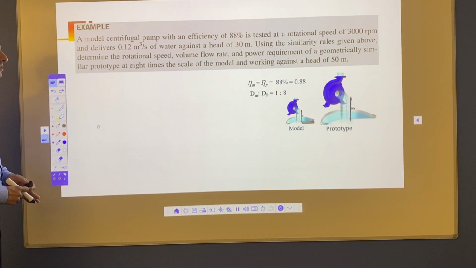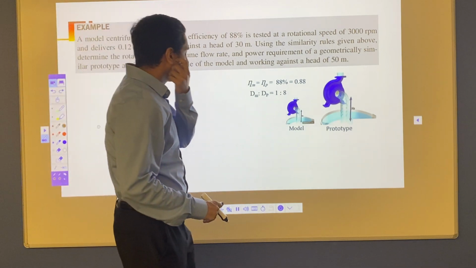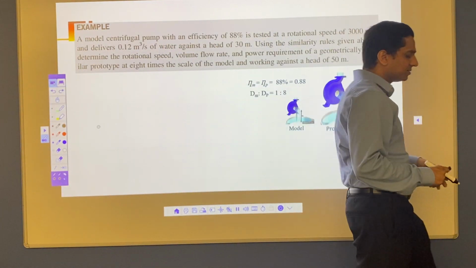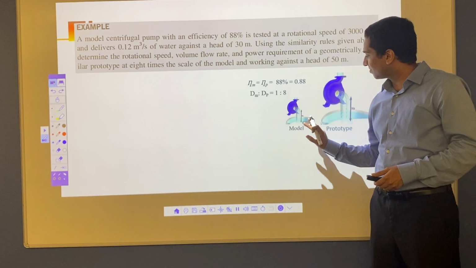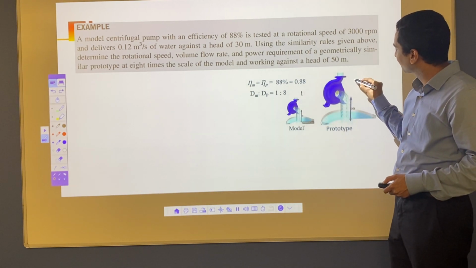Let's do another example. In this example, what I have is a model and prototype, which is a pump. This is a small pump. I have another big pump. This one is size 1, this one is size 8.